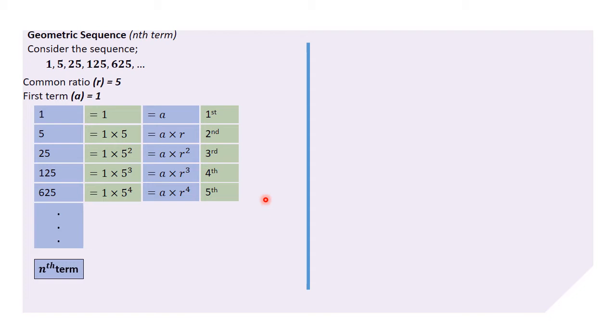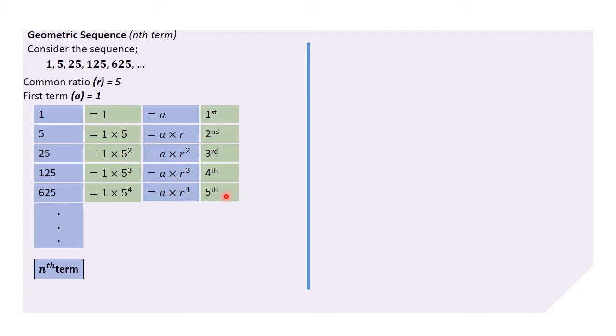Now, please notice that for any term, we have a times r, or a times something. In the first term, we have a only, although this is simply a times r raised to the power 0. R raised to the power 0 equals 1, therefore it's just the same as a times 1, which is a. When we are at the second term, we have a times r. At the third term, we have a times r squared, the fourth a times r cubed, and the fifth a times r raised to the power 4.